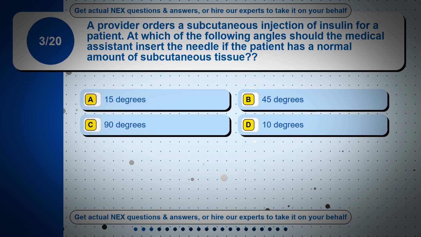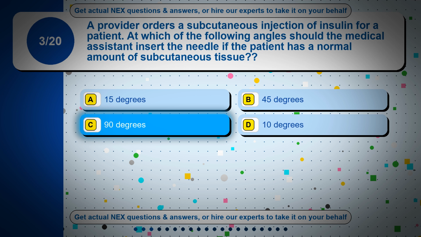Question 3. A provider orders a subcutaneous injection of insulin for a patient. At which of the following angles should the medical assistant insert the needle if the patient has a normal amount of subcutaneous tissue? Option A, 15 degrees. Option B, 45 degrees. Option C, 90 degrees. Option D, 10 degrees. The correct answer is option C, 90 degrees.